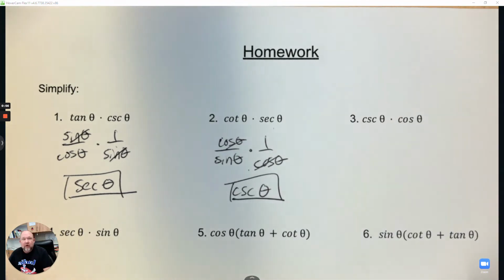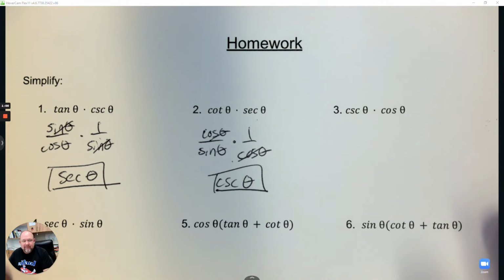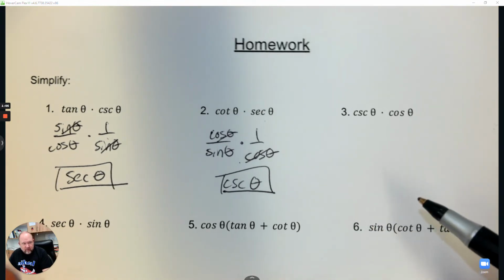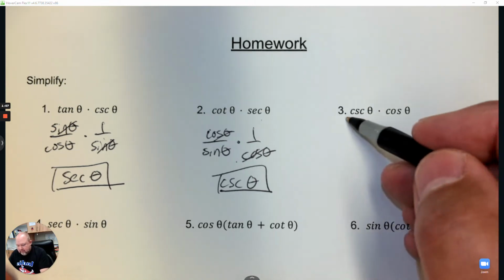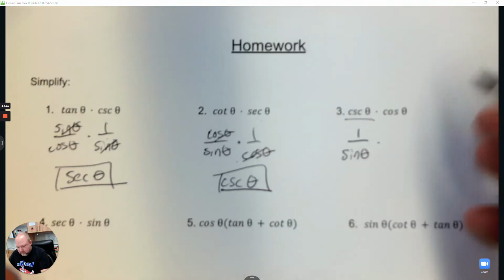Oh, I should remind you, as always, you should try first. Press pause. That's the power of a video. And then do these problems so that you want to learn it, not because you just want to copy it. Cosecant is 1 over sine. Again, press pause if you want to.